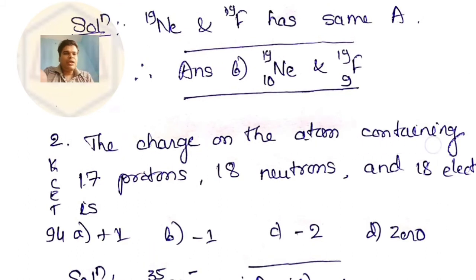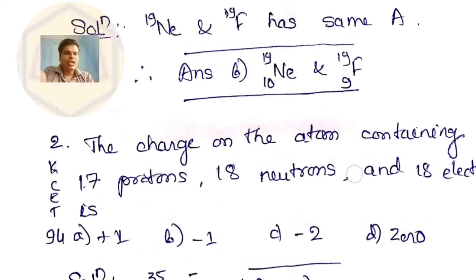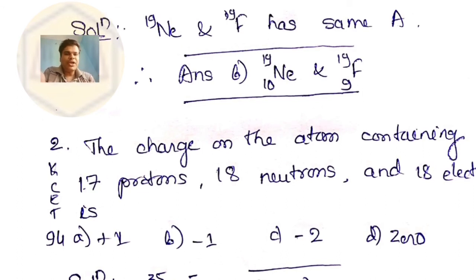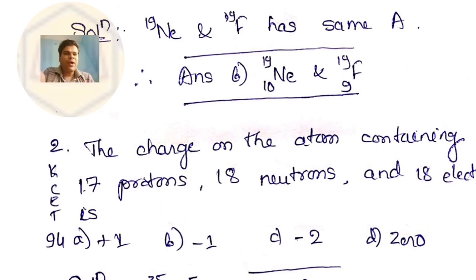The charge on the atom containing 17 protons, 18 electrons and 18 neutrons. See, neutron is a chargeless species, so it will not contribute to charge. Protons and electrons carry charge, which we represent as one unit, +1 and -1. So proton is +1, electron is -1. Now 17 protons, 18 electrons means 1 electron is extra. So these 17 protons neutralize the charge on 17 electrons. 1 electron remains extra, therefore -1 charge should be present.